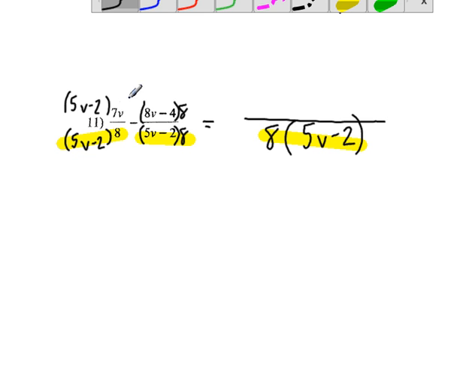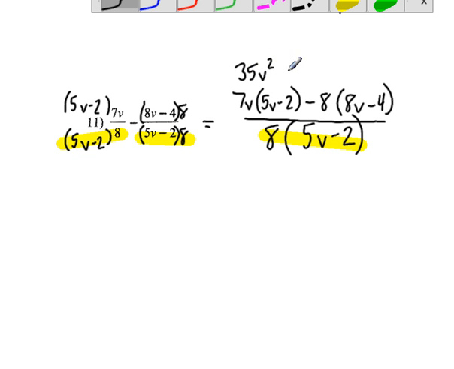So going back to my numerator, I've got to do 7v times 5v minus 2, minus 8 times 8v minus 4. And that's the problem that I wrote up here on top. So 7v times 5v is 35v to the second. 7v times negative 2 is negative 14v. And that's going to be minus 64v. And negative 8 times negative 4 is plus 32.